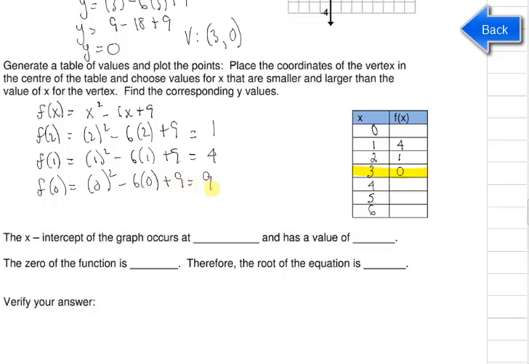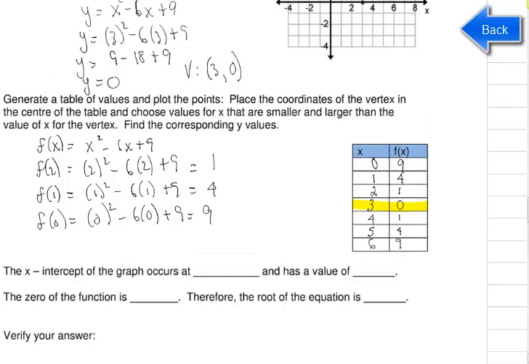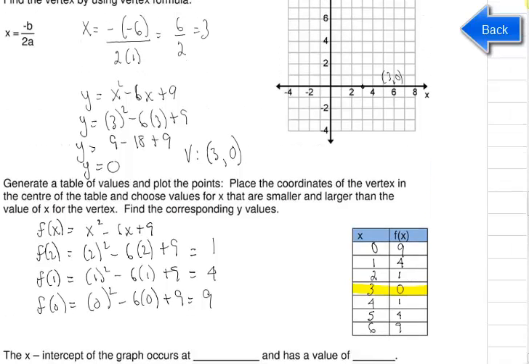And I get 9. So I have a point at 0 and 9. Now, because my graph is going to have symmetry, I can rewrite the numbers 1, 4, and 9 below the 0, starting with the 1, so 1, 4, and 9. And now I have 7 points that I can use to graph my function.